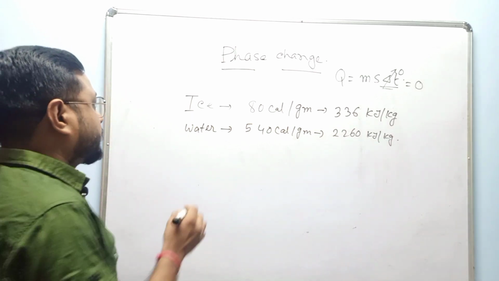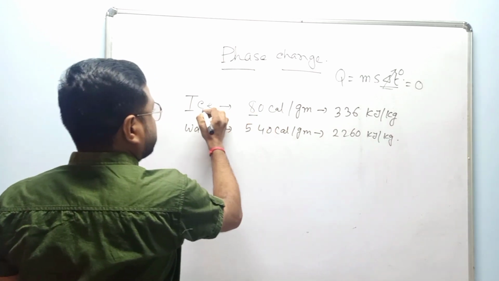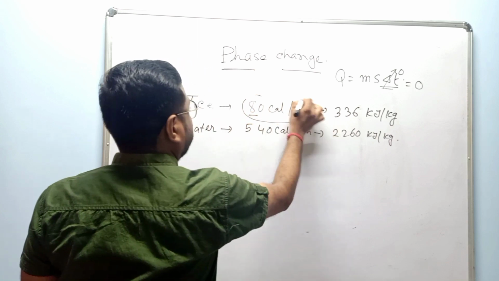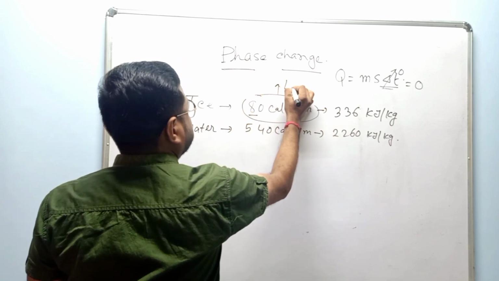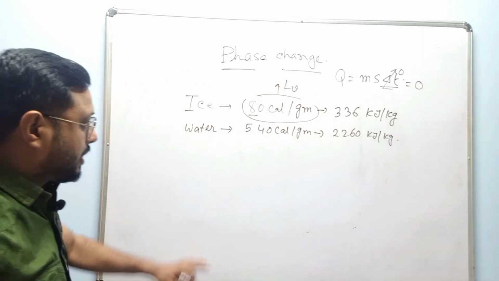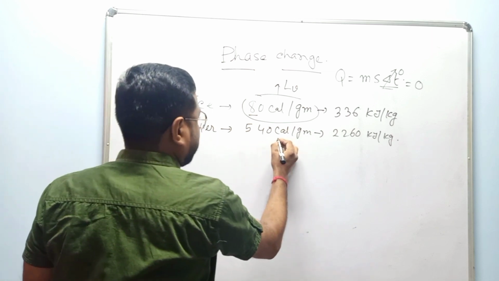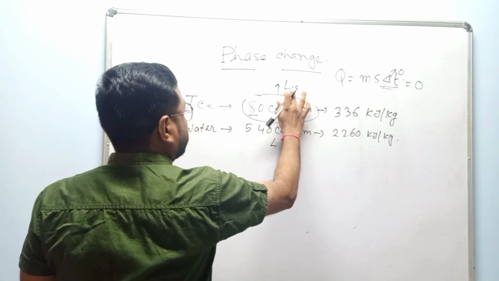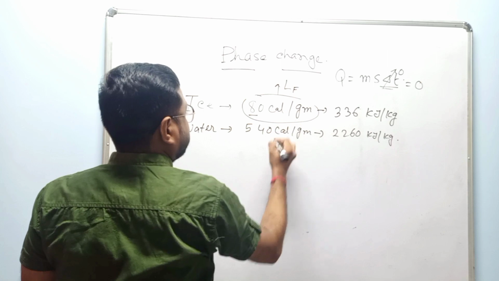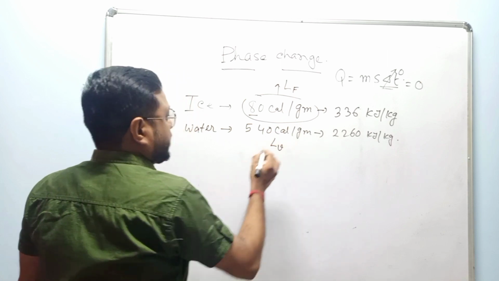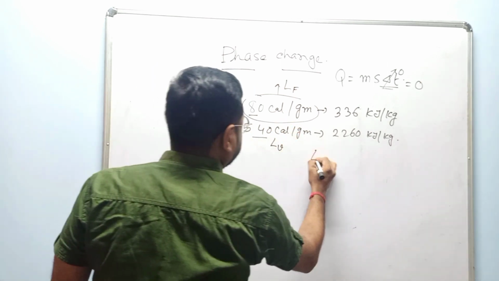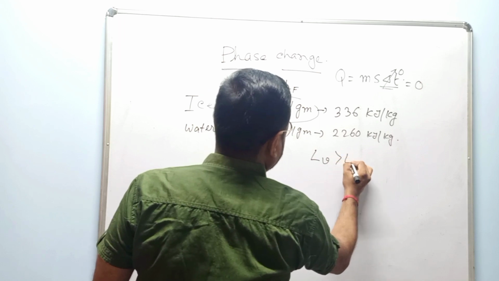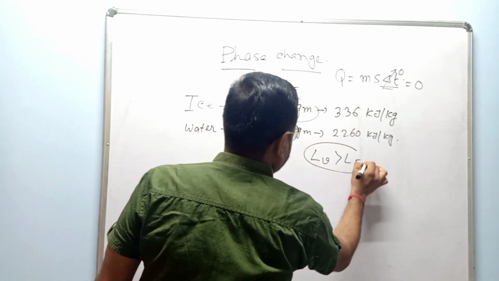So the 80 calorie per gram is called latent heat of fusion. We can term it as LF. And 540 calorie per gram is known as latent heat of vaporization. It is LV. You can see here that the latent heat of vaporization is greater than the latent heat of fusion. The question is why?